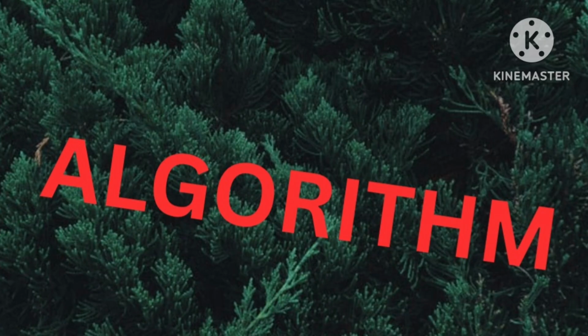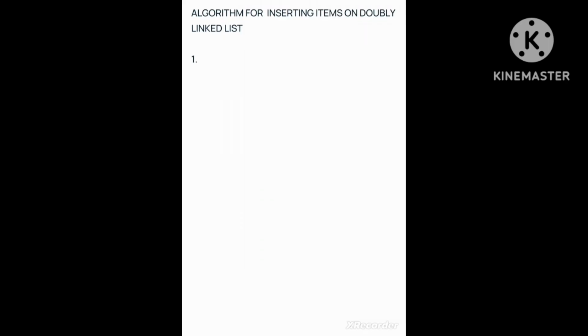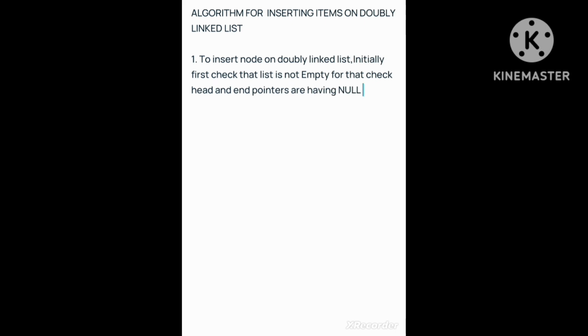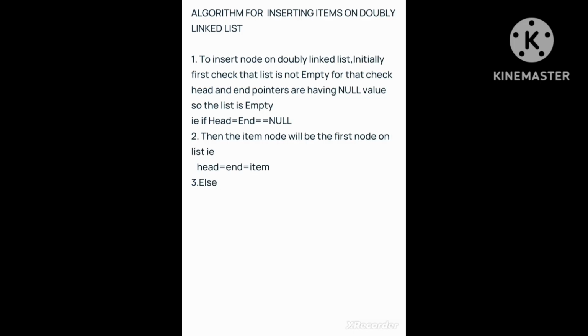Let us have a look at the algorithm of how the insertion operation is done on a doubly linked list. So here is the algorithm. First of all, the function will check whether the list is empty. That is, if both the head and end pointers have the null value, then the item node is the first node to be inserted on the list. Else our algorithm will ask for the specified position at which the node is to be inserted on the doubly linked list, and from which direction.